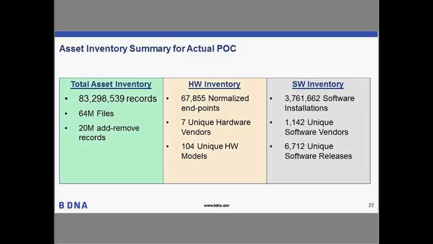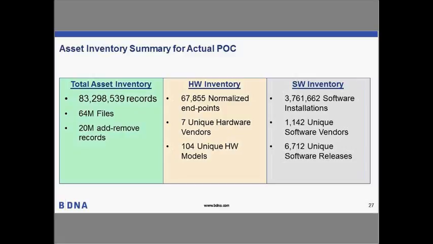We had 67,855 normalized endpoints, roughly 83,298,000 raw records of data. So 64 million files, 20 million add-remove records, packages from Windows software installations. We had 7 unique hardware vendors and 104 unique hardware models. And out of that, we came up with some normalization data: 3,761,000 software installations, 1,142 unique software vendors, 6,712 unique software releases. That's what their software and hardware inventory landscape looks like based on our normalization process.